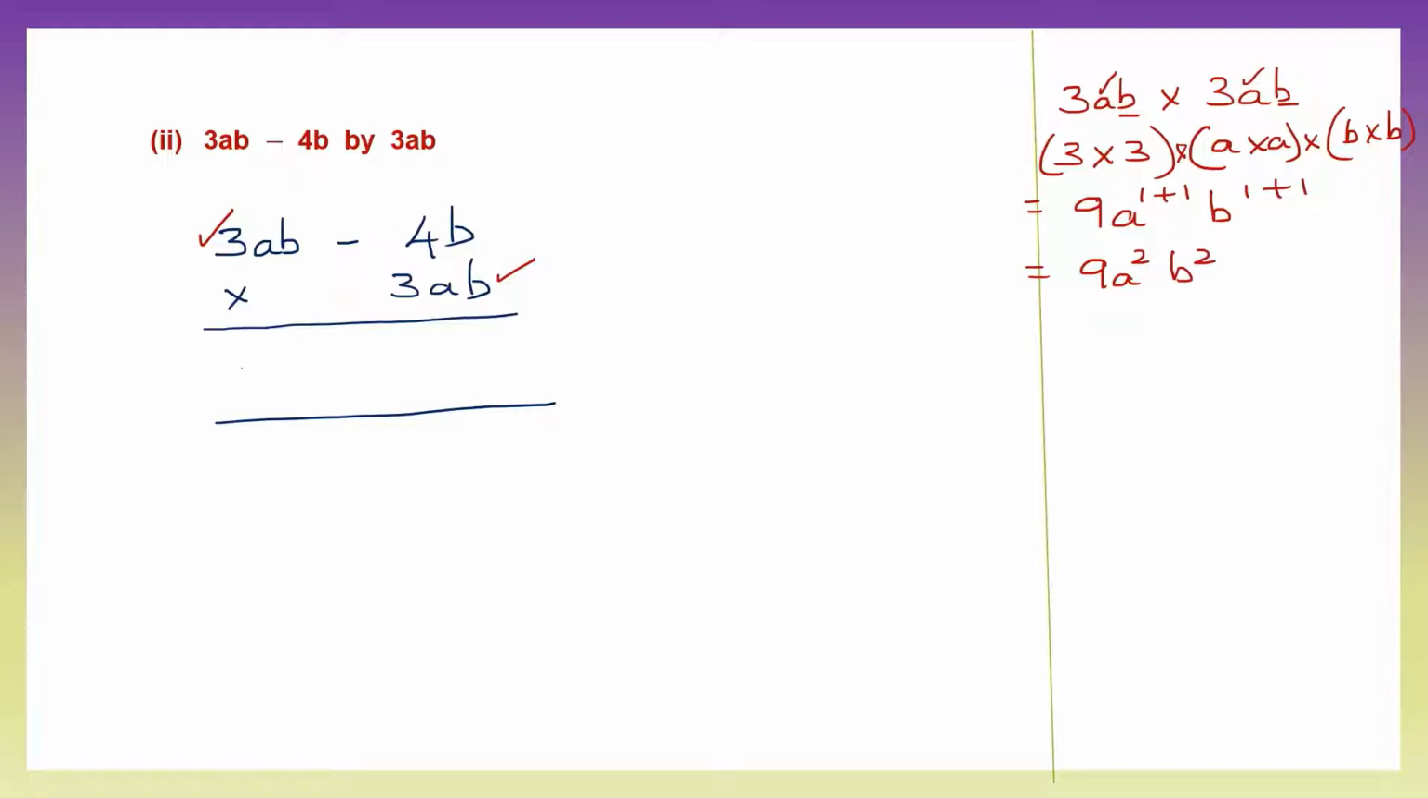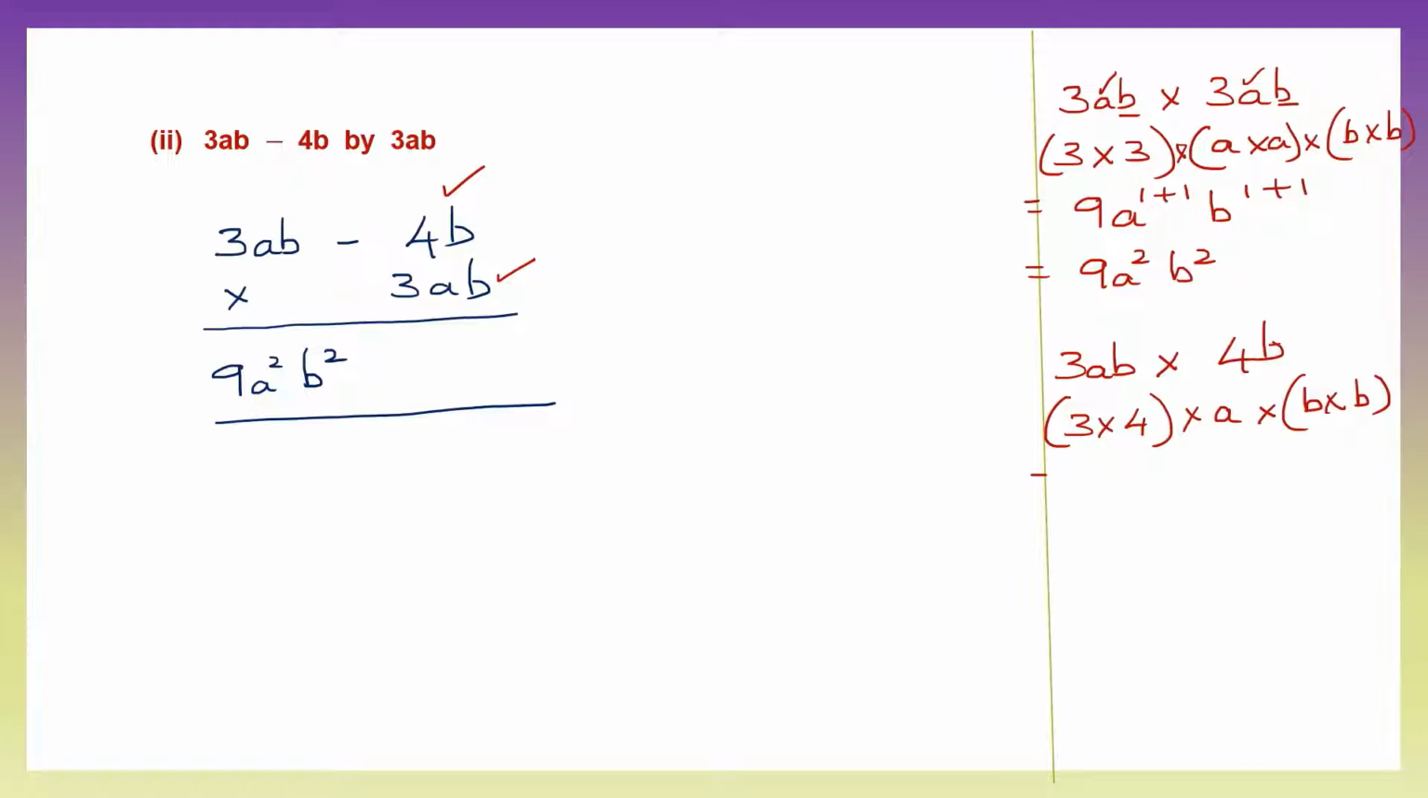So let's write that down. So that is 9A square B square. So we finished with 3AB here. Now we are going to multiply 3AB into 4B. So let's take that 3AB into 4B. So let's write the numbers first, 3 into 4, and then let's take the letters. We have only one A, and let's take B, B into B. 3 4s are 12 into A into B to the power of 1 plus 1, which is 12A and B square. 1 plus 1 is 2. So here the sign will be minus and the answer here is 12AB square.